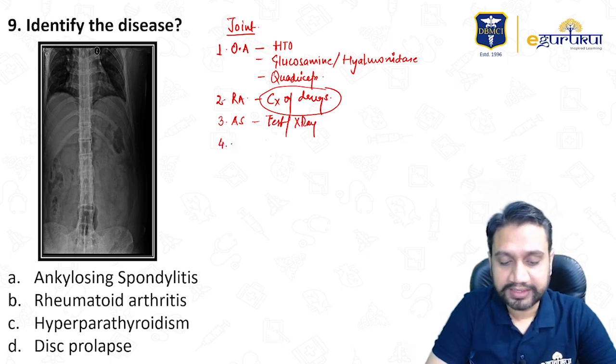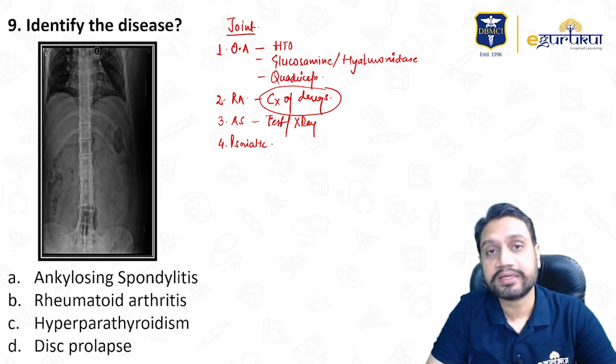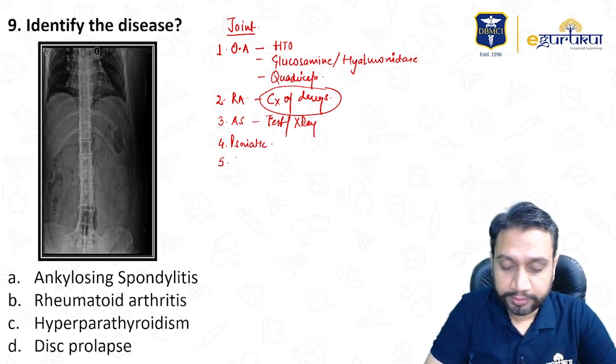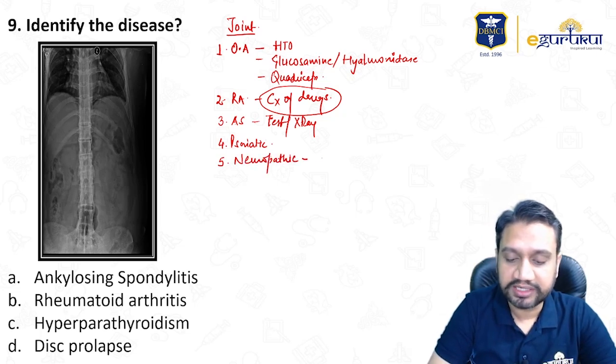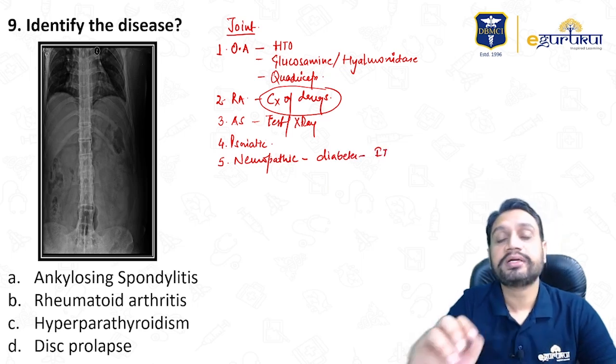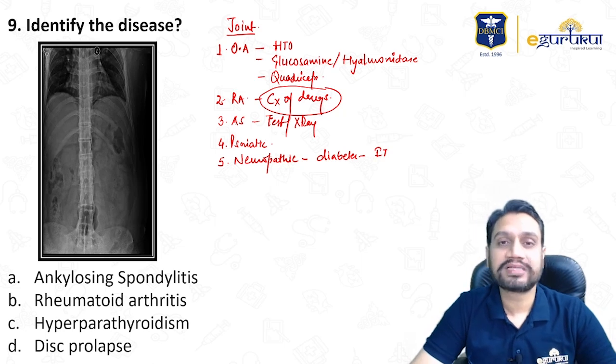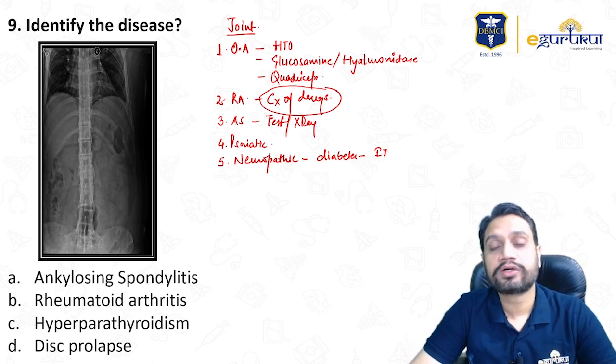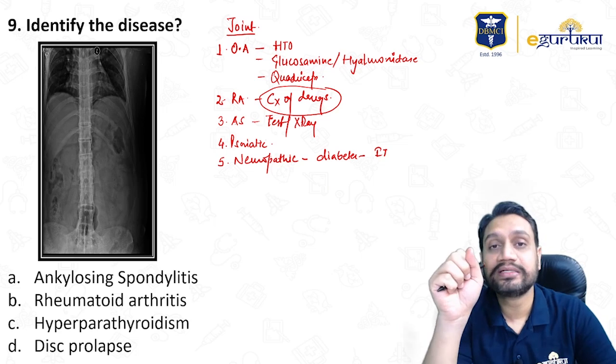Fourth, from psoriatic arthritis, I want you to remember only one classical feature, that is the pencil-in-cup appearance. Number 5, from the neuropathic point of view, I want you to remember which joint is involved in which condition. For example, diabetes involves the intertarsal joint. Syphilis, tabes dorsalis, involves the knee. Leprosy involves the IP joints of the hands.